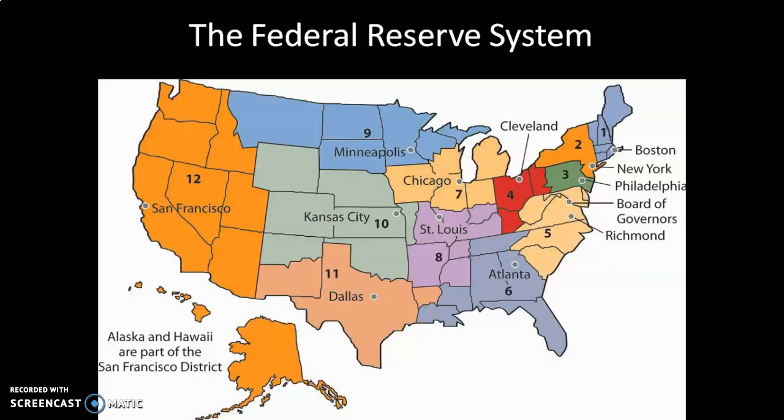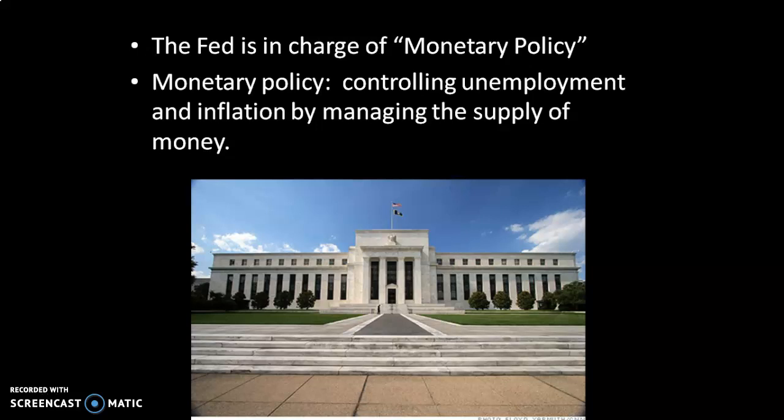The Federal Reserve System consists of 12 banks, and you can see the area that is covered. Here's the Chicago area. The Chicago Federal Reserve Bank takes care of the money supply in this region here in the Midwest, and you can see there are several other regions as well. The Fed is in charge of what we call monetary policy. Monetary policy is the way that we control the unemployment and inflation in our nation by managing the supply of money.